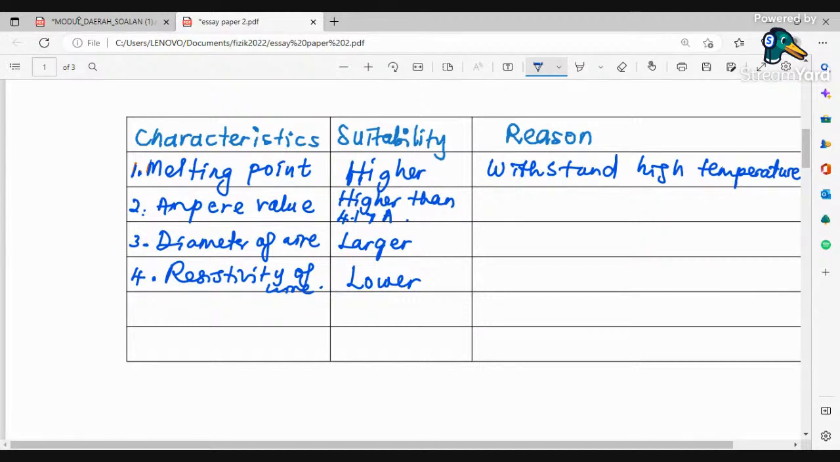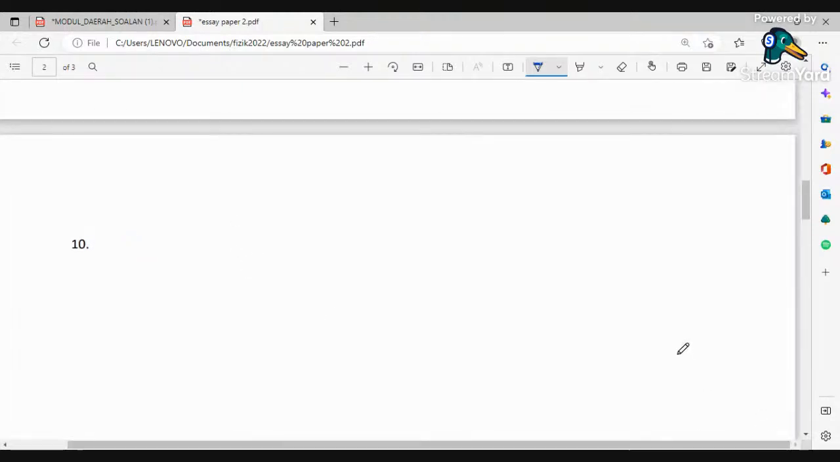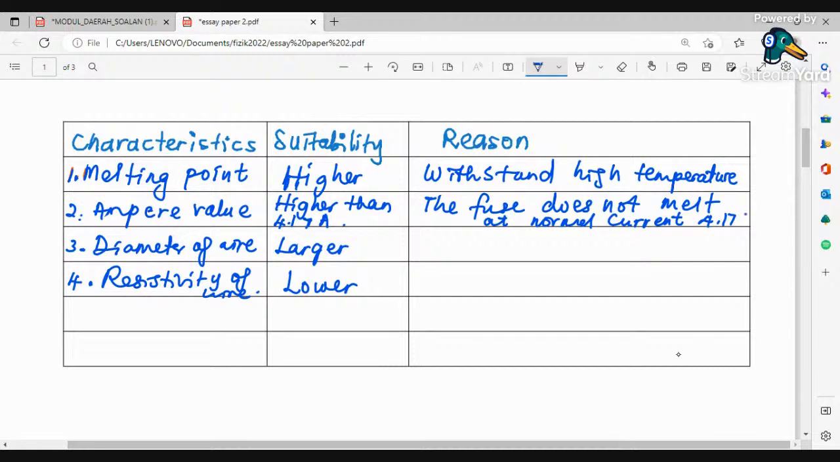Ampere value must be higher than 4.17, so that the fuse does not melt at the normal current of 4.17 ampere. Diameter larger so that resistance is lower.